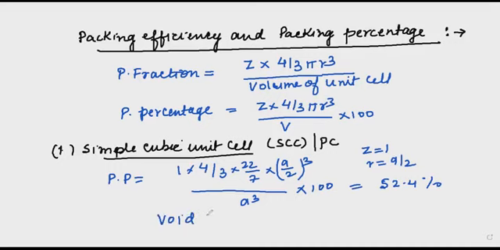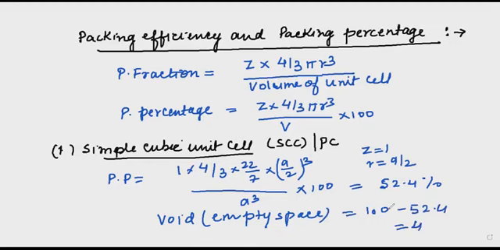Void means empty space, that which is not occupied by the atoms. So 100 minus 52.4 comes to 47.6 percent. Clear? So that is for SCC. Now we come to the second type of unit cell.